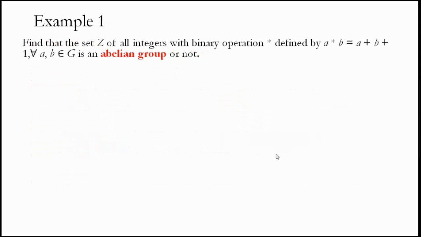Here some examples have been given. Show that the set Z of all integers with binary operation star defined by, now here a pattern is given to you, A * B is not directly multiplication, but if you perform A * B, then you will get the expression A plus B plus 1, for all A, B belonging to G, is an abelian group or not. When you say abelian group, it should be associative, identity and inverse should exist, and also it should be commutative.